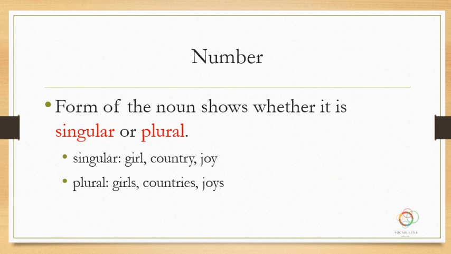So let's consider number. Here is the first thing that we're going to consider, singular versus plural, and there are a lot of spelling changes associated with them. We'll cover that in the next video. The number, the form of the noun shows whether it is singular or plural. All right, so we have to look at the form. Singular words: girl, country, joy, whereas the plural words are going to have the s. Girls, countries, spelling change there, y to ies, and joys, add an s.